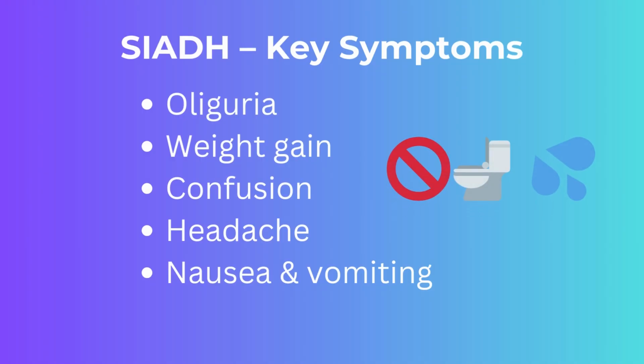Then we have SIADH key symptoms. In SIADH, water retention leads to fluid overload. Patients may gain weight and produce very little concentrated urine, which is also known as oliguria. There can be symptoms of confusion, headaches, and nausea and vomiting.